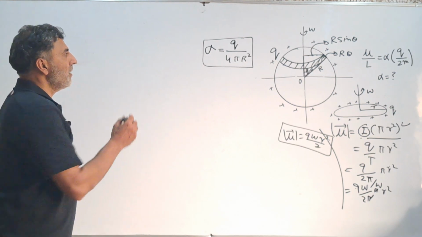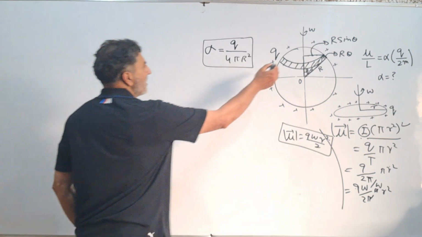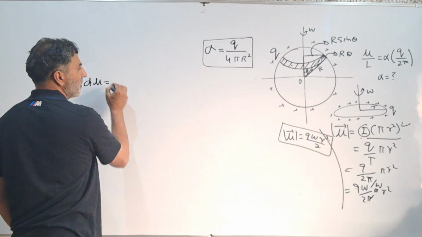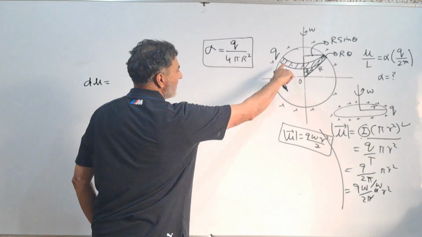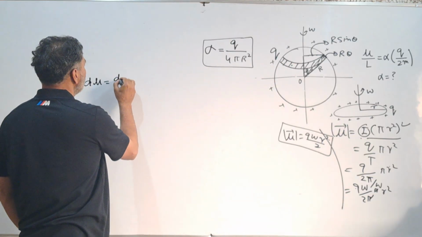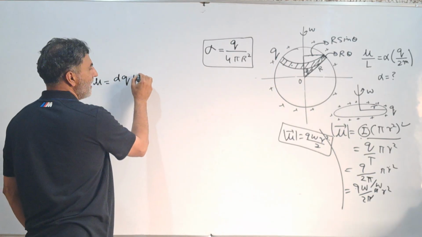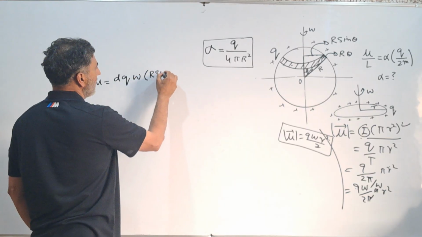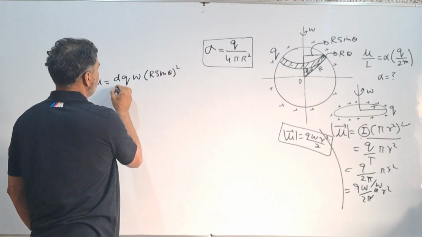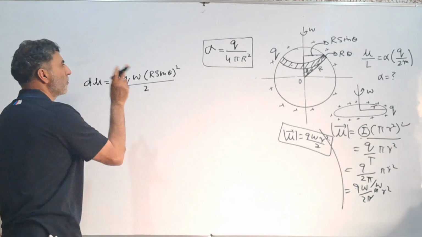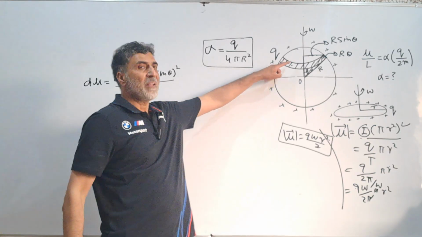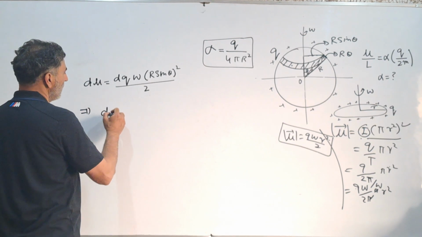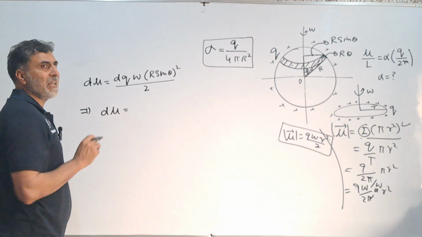So first of all, let me find the magnetic moment of this ring. So what is that? d mu is equal to, by this formula, the charge of the ring, that is dq, times omega, times the radius of the ring, r sin theta, squared, divided by 2. This is the magnetic moment of the ring that I have taken here as an element. So what is d mu? What is dq, the charge of this element?